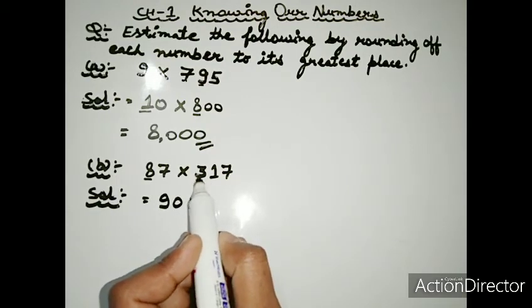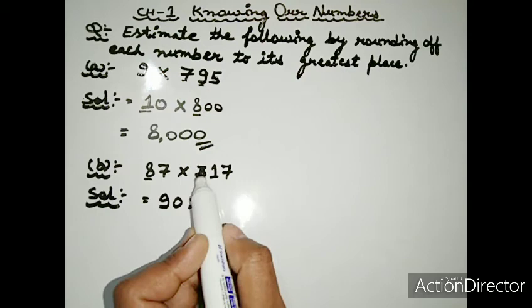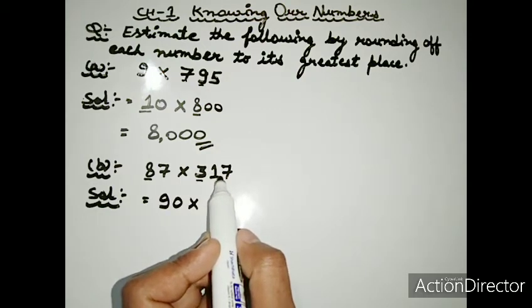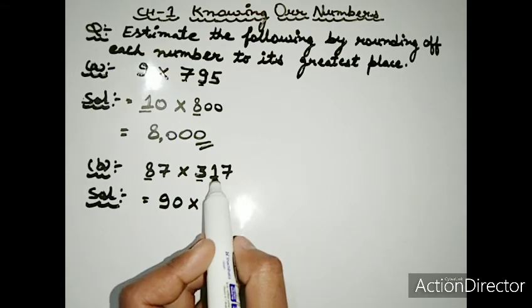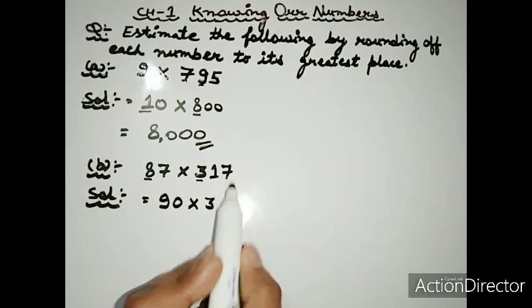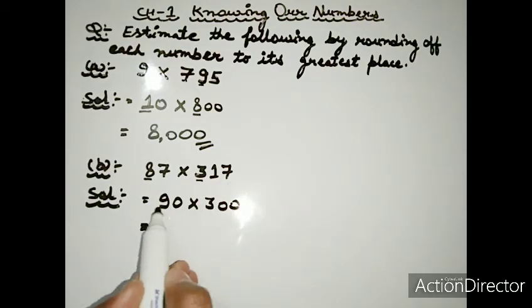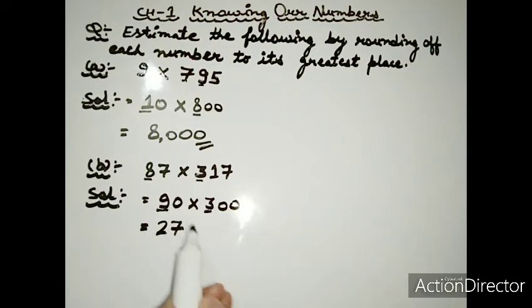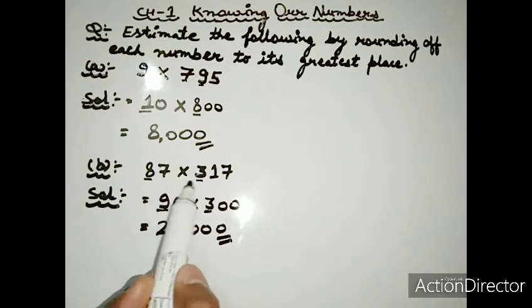Now here the required place is 100 and the digit is 3. On the right hand side of the digit is 1, and 1 is smaller as compared to 5. So here we write the digit as it is and the other digits are replaced by 0. Now we take the short method of multiplication. Then 9 3s are 27 and now we put the total zeros here, 1 2 3, 1 2 3, and here we get 27,000. So 27,000 is the estimated product of 87 and 317.